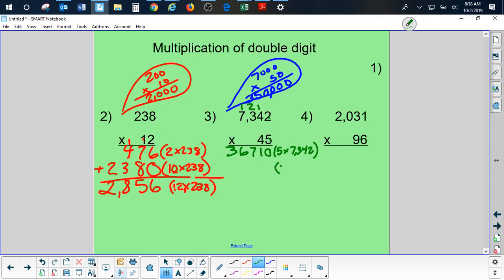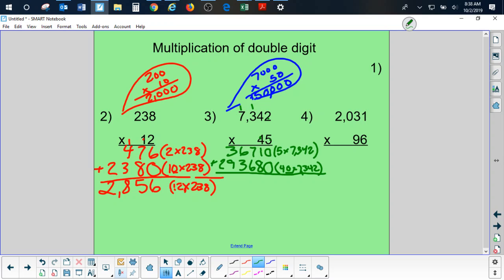I'm going to drop down to the next row, which is really going to be 40 times 7,342. So again, remembering that 0 as a placeholder, because I'm actually multiplying by 40, I can go back and do 4 times 2, 4 times 4, 4 times 3, and 4 times 7. 4 times 2 is 8. 4 times 4 is 16. 4 times 3 is 12, plus 1 is 13. And 4 times 7 is 28, plus 1 is 29.